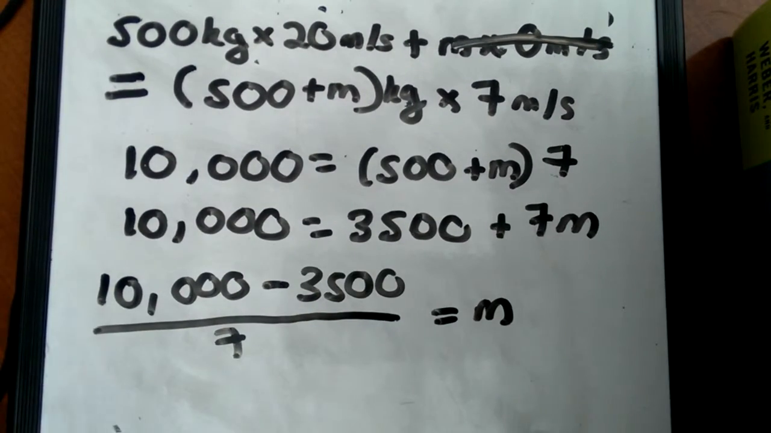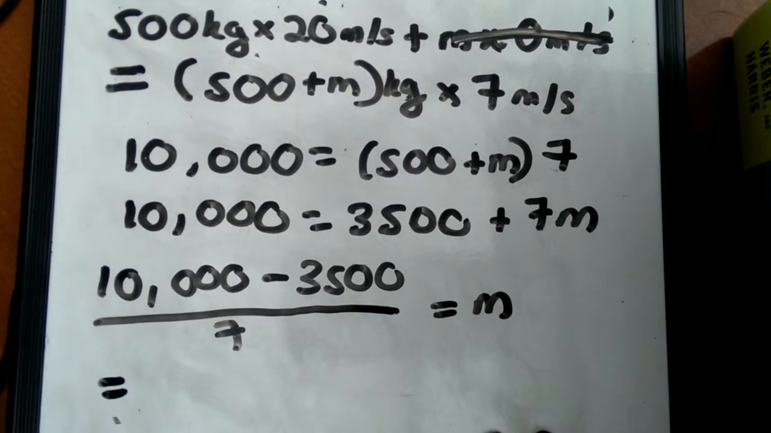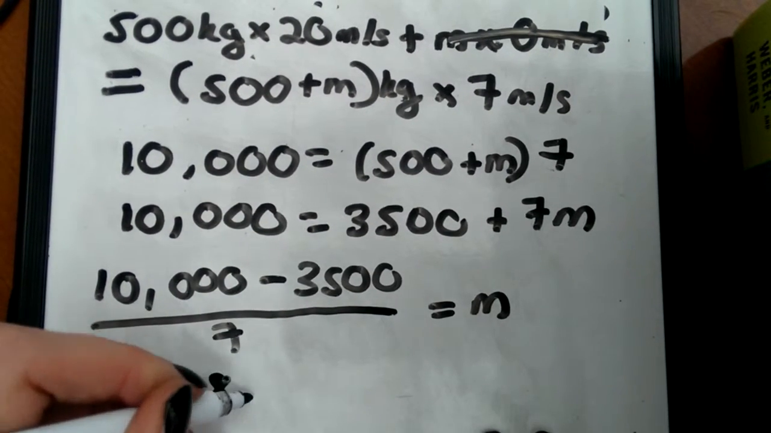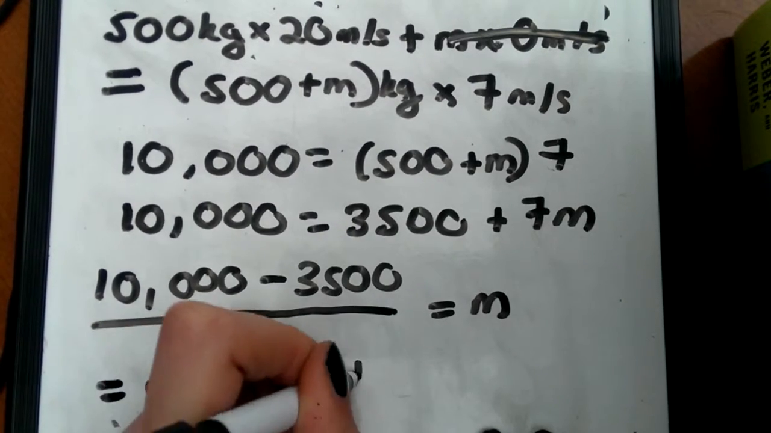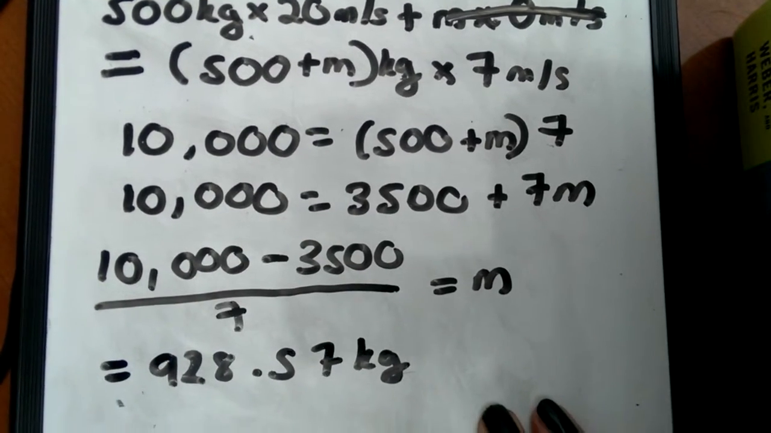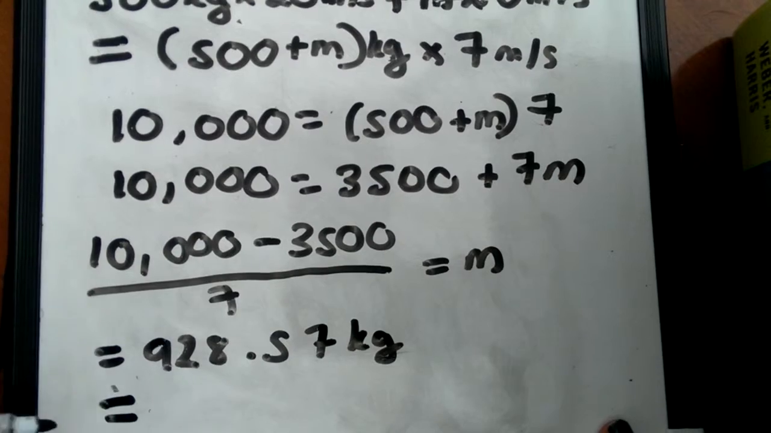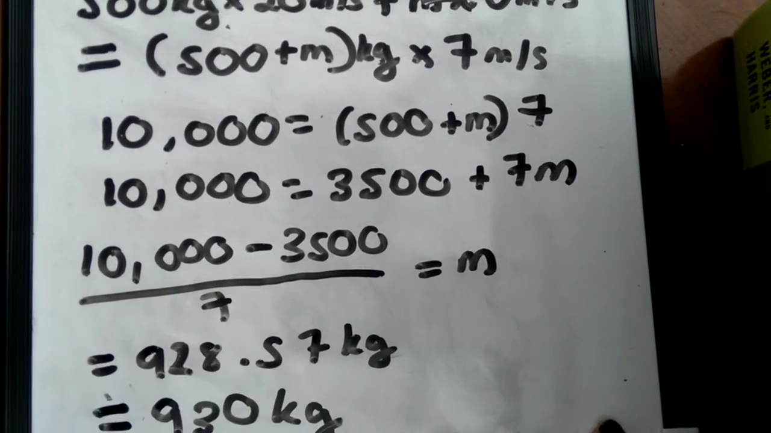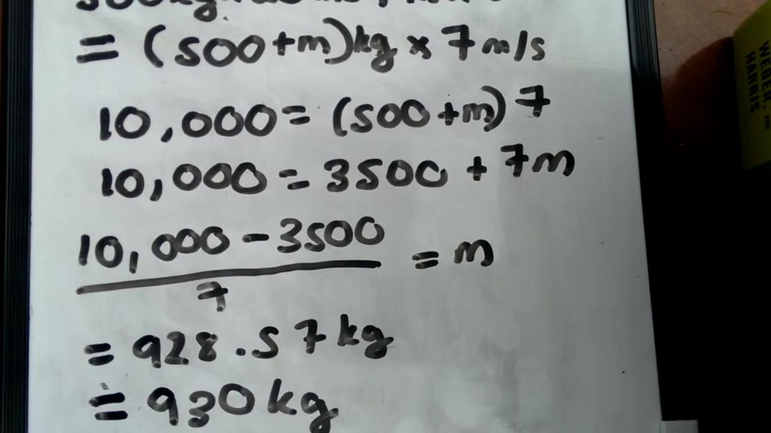And if we put this into a calculator, you'll find that that is 928.57 kilograms, which, if we want to write to two significant figures, is 930 kilograms. So through our principle of conservation of momentum, we have been able to solve the weight, not weight, mass of object B.